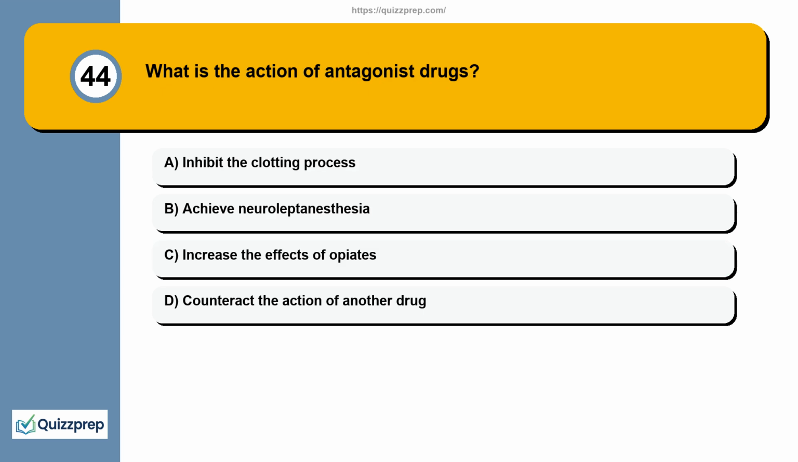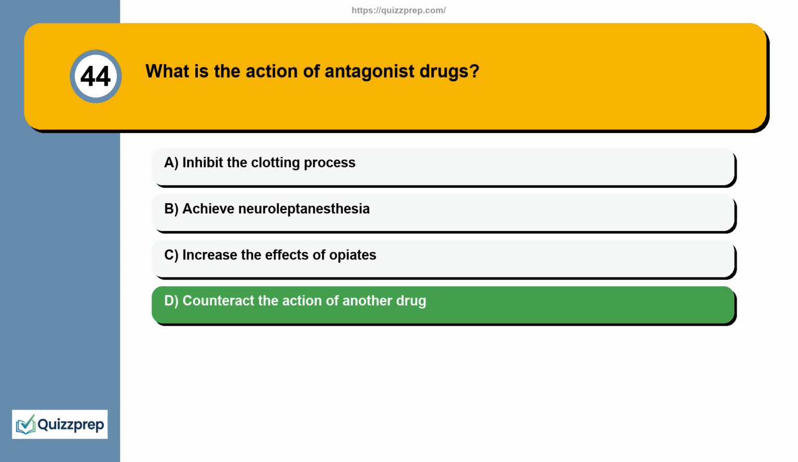Question 44. What is the action of antagonist drugs? Option A, inhibit the clotting process. Option B, achieve neuroleptanesthesia. Option C, increase the effects of opiates. Option D, counteract the action of another drug. The correct answer is option D, counteract the action of another drug.